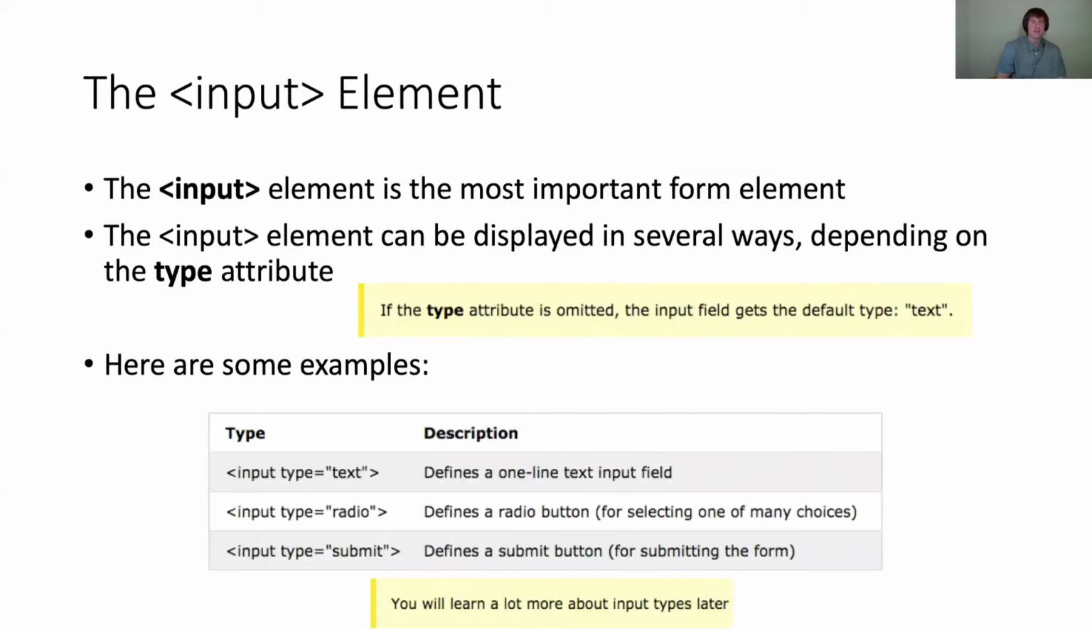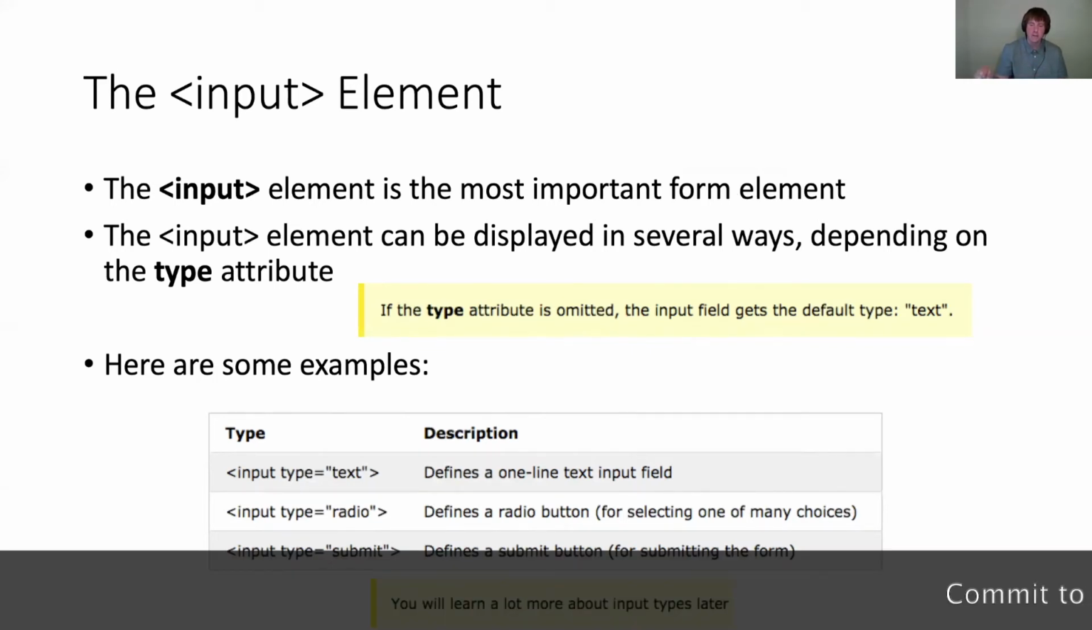Now, the first one I'm going to talk about is the input element. The input element is the most important form element. It can be displayed in several ways depending on the type attribute. Now, if the type attribute is omitted on an input element, the default type is going to be text.